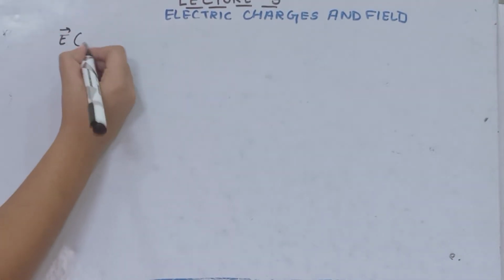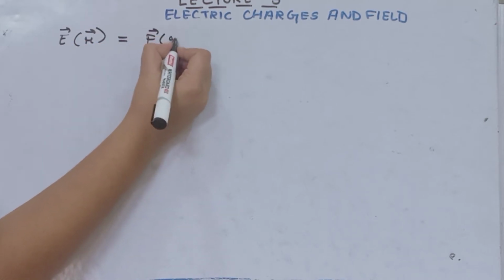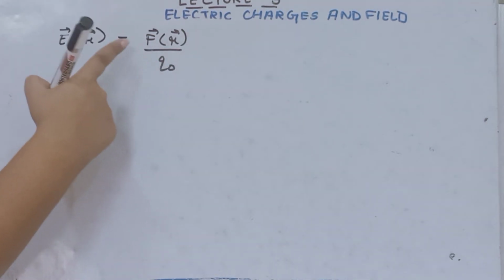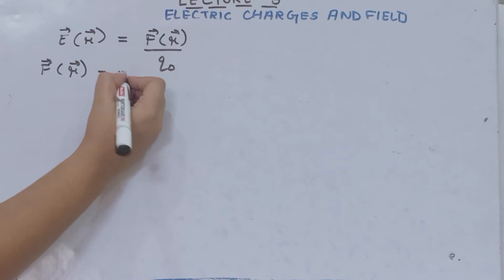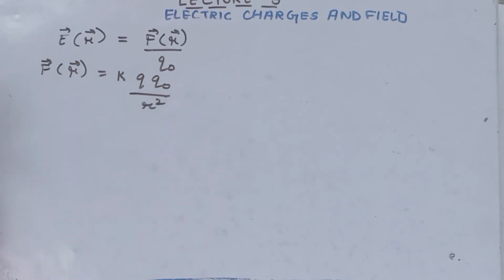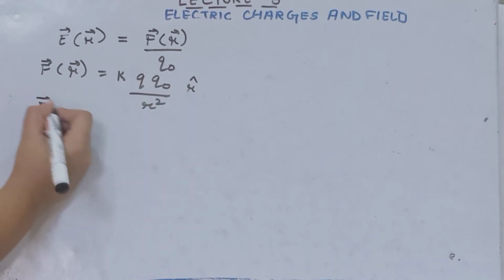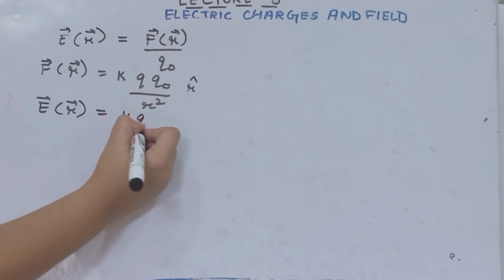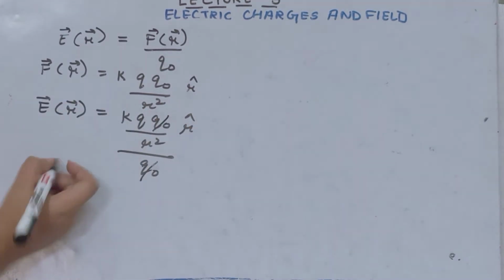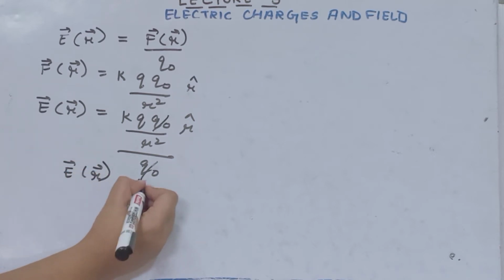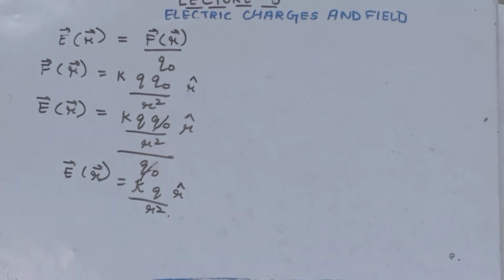The electric field intensity is given by F upon Q naught, where this F is the force due to a source charge on a test charge. Fine. So from Coulomb's formula we have K Q naught upon R square into R cap. So this is our force. Putting this value here, what will be our electric field? It would be K Q naught upon R square into R cap divided by Q naught. So this Q naught will get cancelled, and whenever we talk about the electric field, we'll say it is always generated by the source charge, because in this formula we don't have the test charge. That means the test charge has not contributed to this generated electric field.